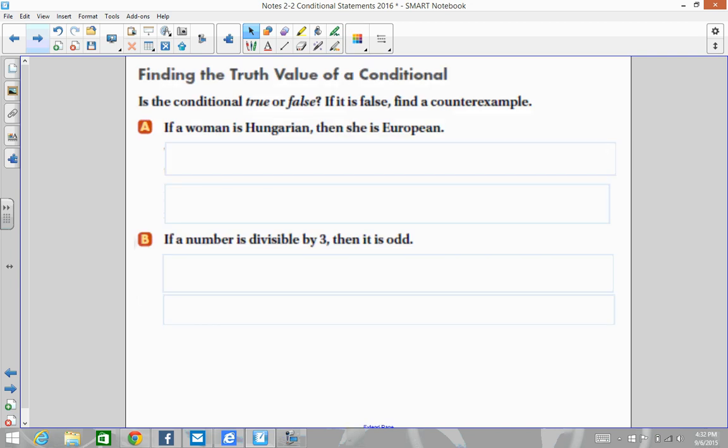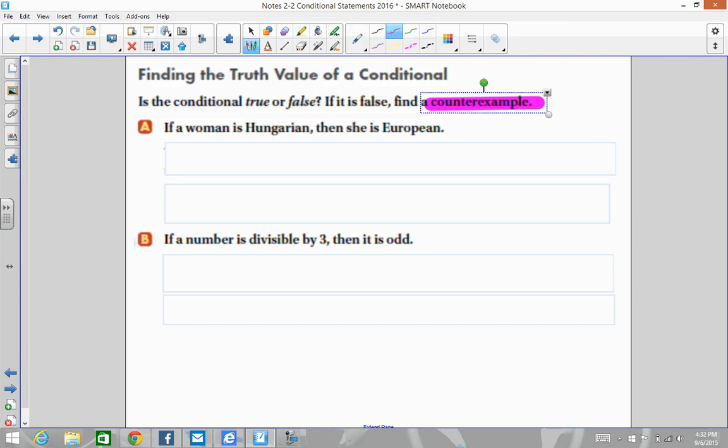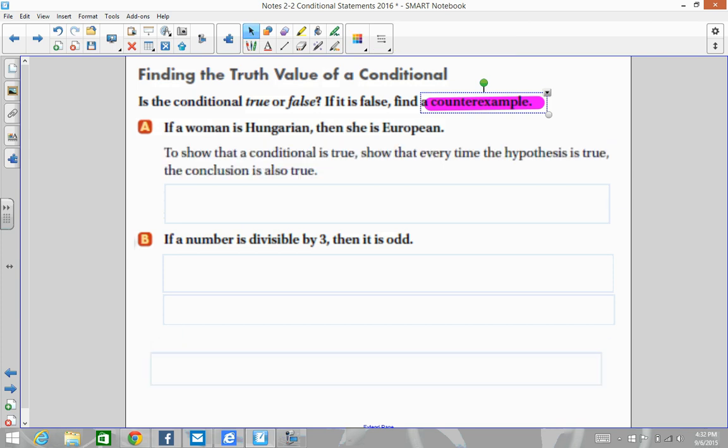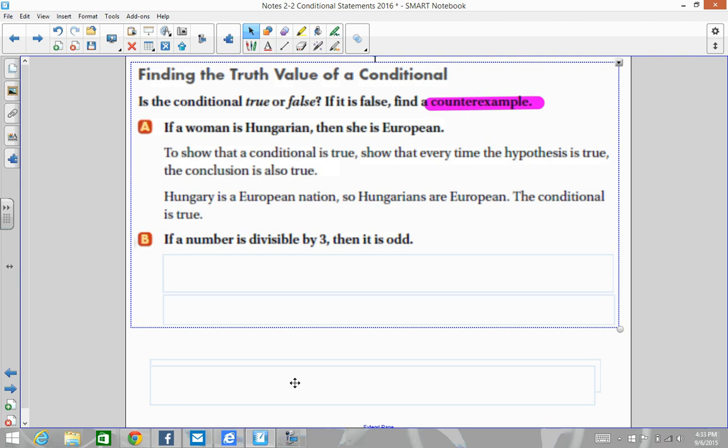Okay, so finding truth values. Remember we said the conditional is true, the contrapositive is true, but the converse and inverse aren't necessarily true. In order to prove something is false, you have to create what's called a counterexample. A counterexample is just a way where you show that it is false, and it is important that you be able to point one out. So: if a woman is Hungarian, then she is European. To show the conditional is true, show that every time the hypothesis is true, the conclusion is true. Hungary is a European nation, so Hungarians are all Europeans, therefore the conditional is true.